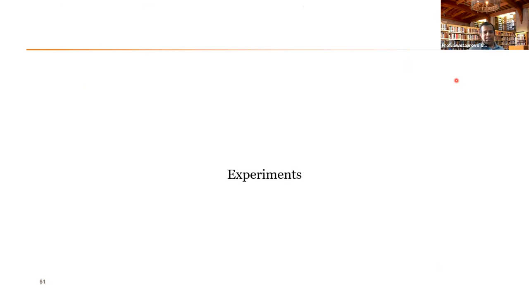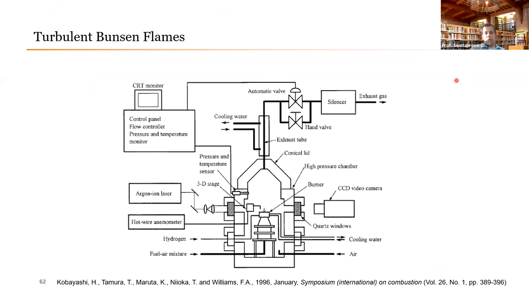Experiments. Of course, there has been a wide range of experiments starting from those of Zeldovich, and even recent ones on turbulent Bunsen flames. And this is not a recent one, but this is one of the most prominent ones, which produced very important turbulent flame speed data for Bunsen flames at high pressure from Kobayashi's group. And so this is the setup where they pressurize this chamber. This is the Bunsen flame. And they do both Schlieren as well as Mie scattering imaging, as well as measure the velocities.